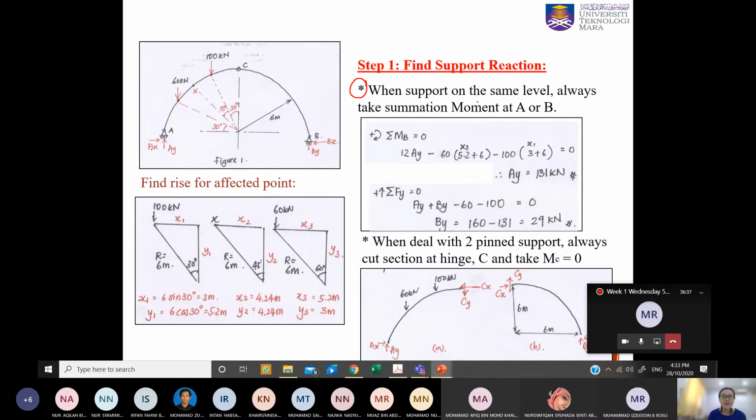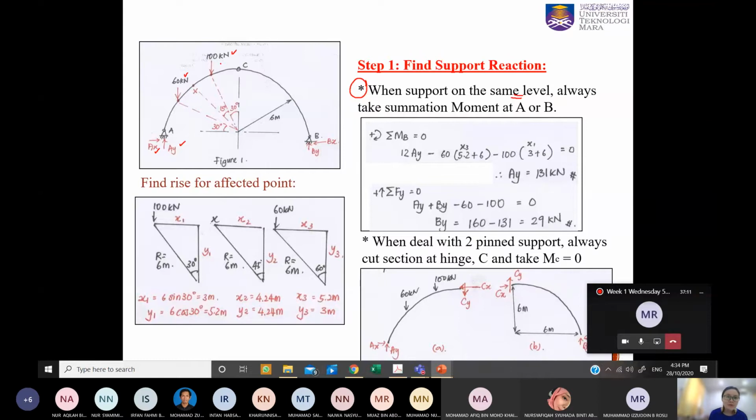Okay, when the supports are at the same level, you can always just take the summation moment at A or B. Okay, let's try. So in this case, we take summation moment at B equal to 0. Now I need to include AY, AX, 60 kilonewton, and 100 kilonewton, to be able to gather all the information for MB.